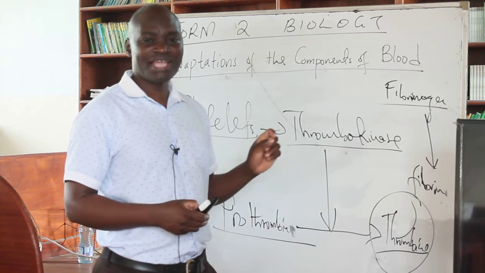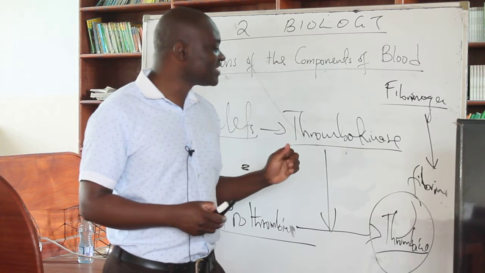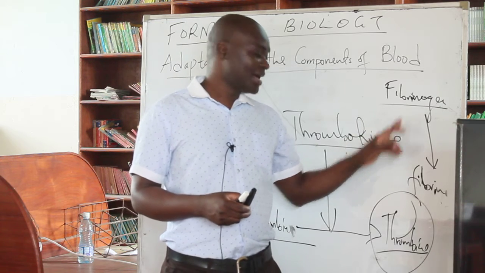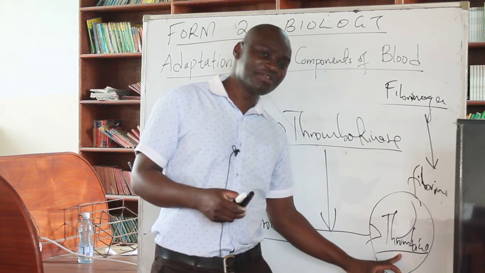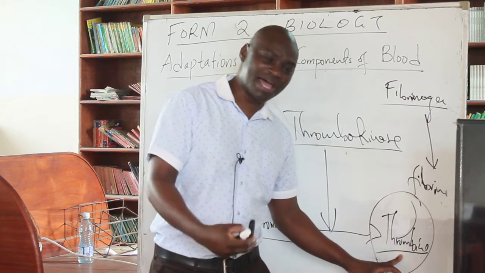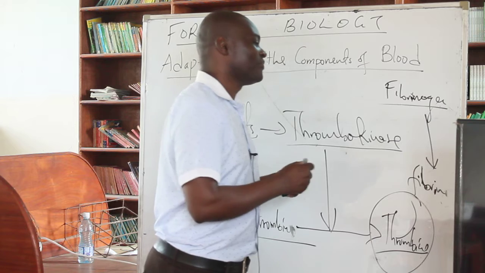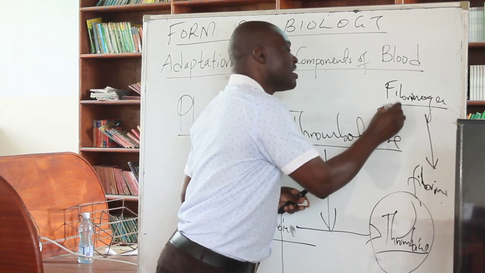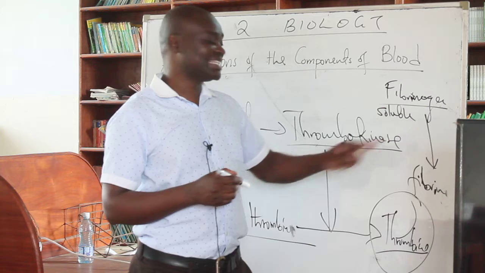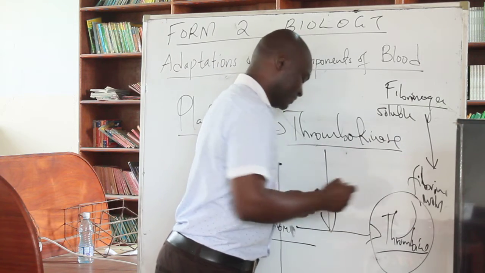It is very sensitive to what? It is very sensitive to the presence of thrombin, such that whenever thrombin is present in the blood, the soluble fibrinogen is converted to the insoluble fibrin material.